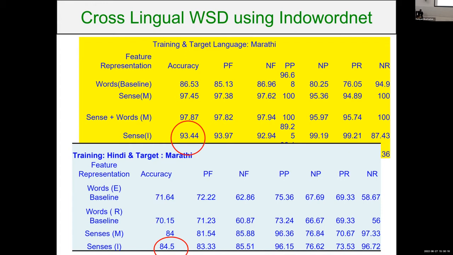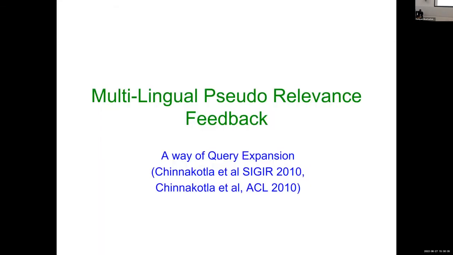And this is what is called today the zero-shot learner. There is no training data for Marathi, and the accuracy figures are obtained using a Hindi trained model. So this is another indication that languages can help each other. So we continued this theme, and we wanted to investigate what multilinguality can do for a problem from information retrieval. This is called multilingual pseudo-relevance feedback.